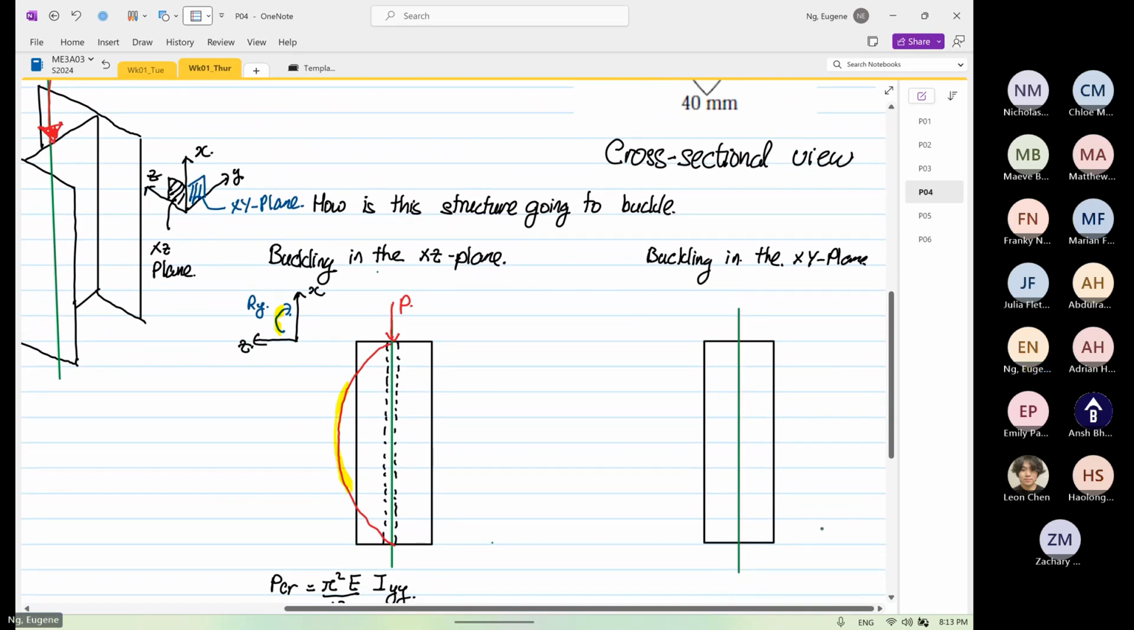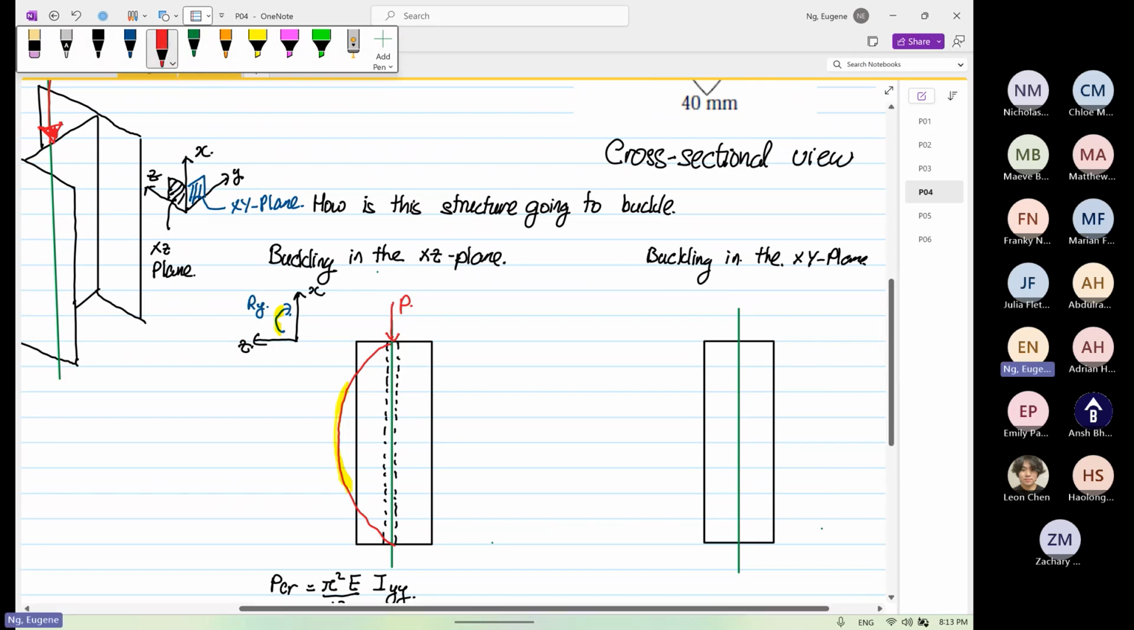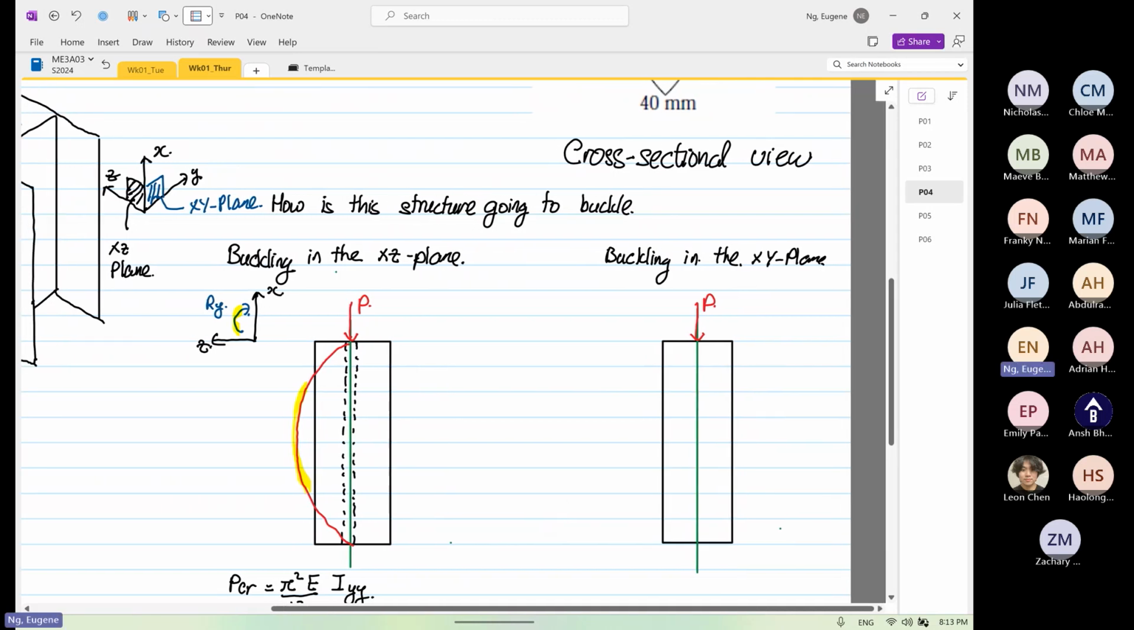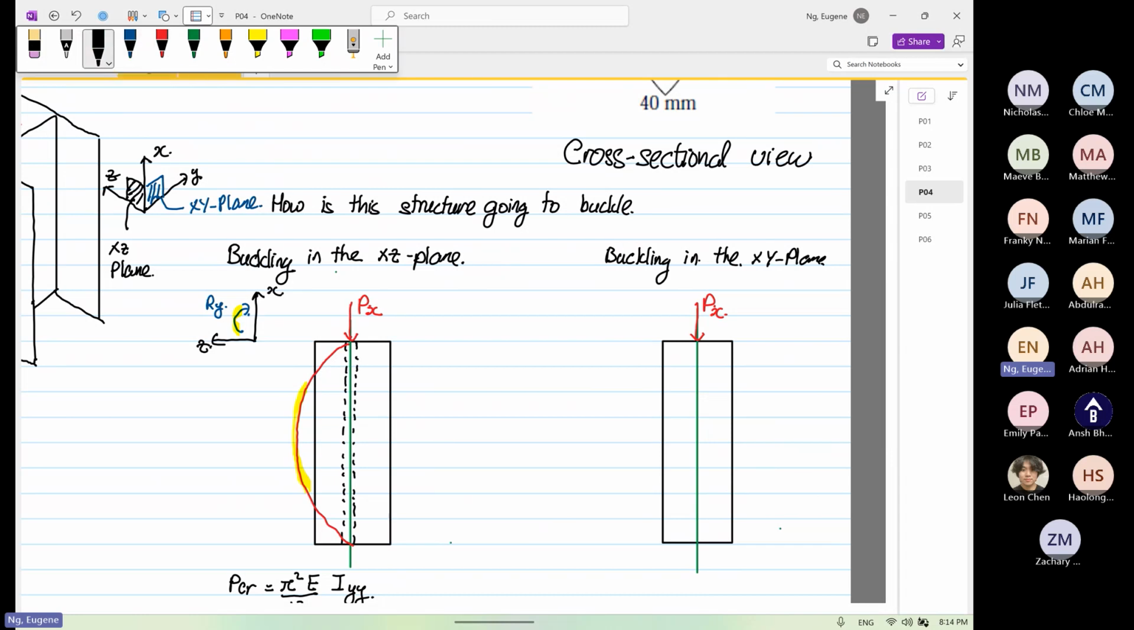All right, and this is our P. Now we realize that P is in the X orientation. So if I were to draw our transformation over here, what are we looking at?